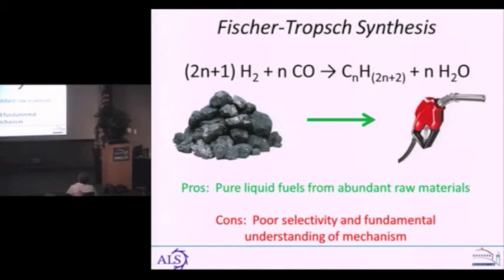Fischer-Tropsch synthesis is a reaction to go from carbon monoxide and hydrogen, which is called the syngas mixture, into hydrocarbon products. And it's a way to transform cheap and abundantly available raw carbon sources such as coal or biomass and turn it into liquid fuel products which are more useful.